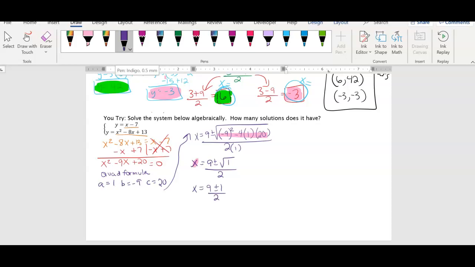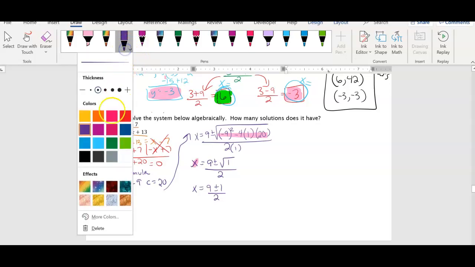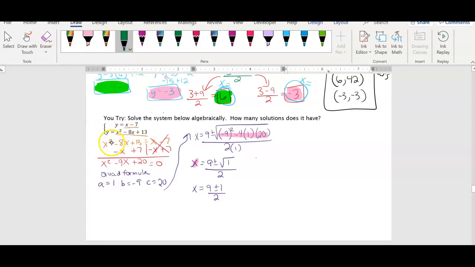So I have an equation with all numbers. That means I can split them into two separate problems, which I'll do over here. 9 plus 1 divided by 2, and then 9 minus 1 divided by 2. So if I do the math, 9 plus 1 is 10. 10 divided by 2 is 5.